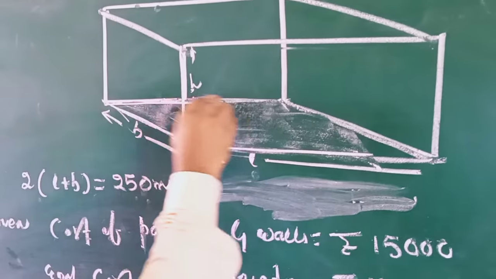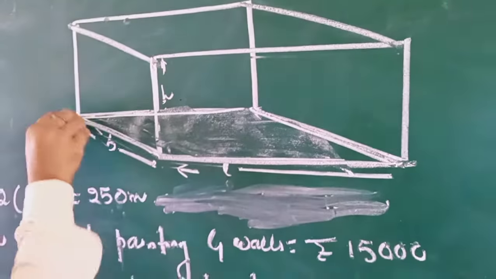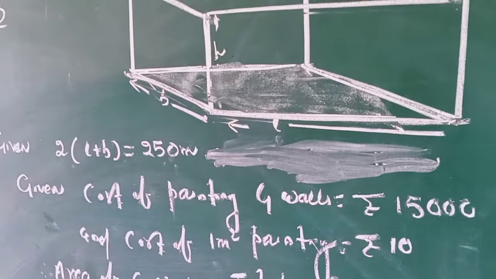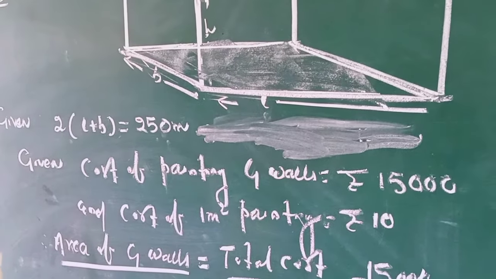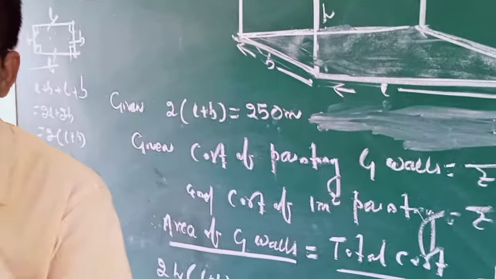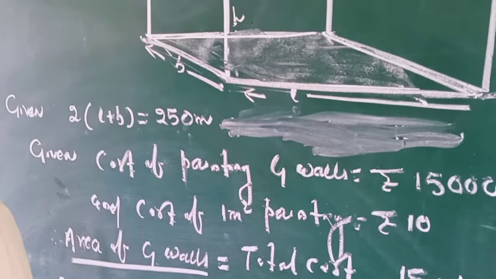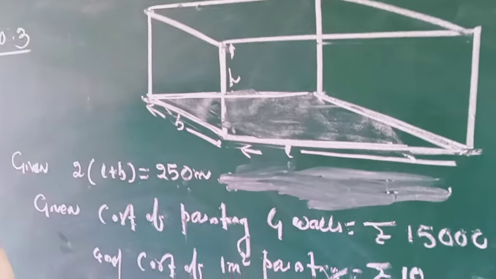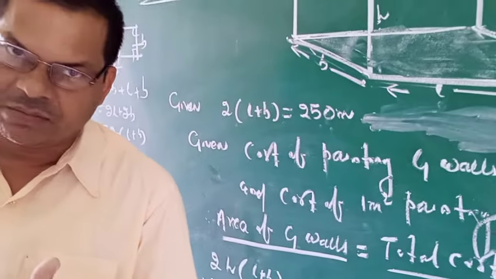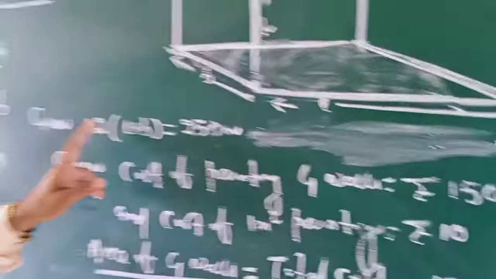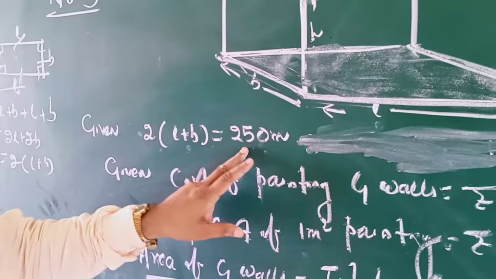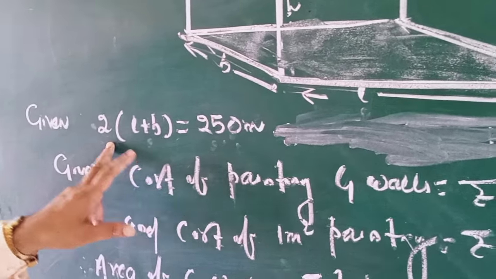Now this is the floor. This is the floor of the hall, just like where we are standing. We are standing on the floor. So what is the shape of a floor? The shape of a floor is a rectangle. So the perimeter of the floor given 250 means 2 into (L plus B) is 250, because perimeter of a rectangle is 2 into (L plus B).